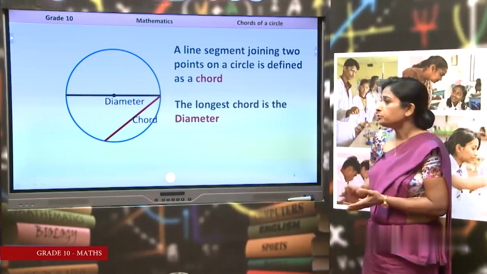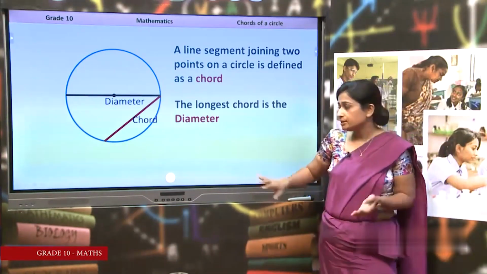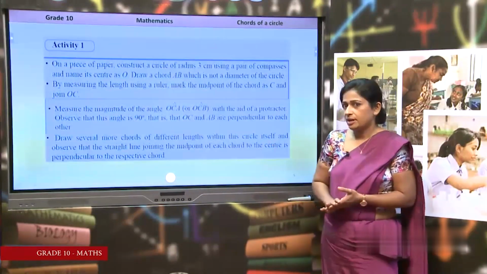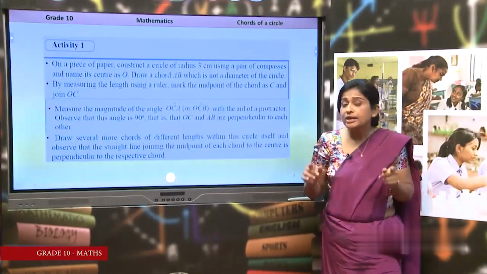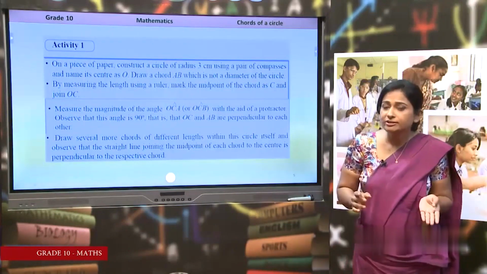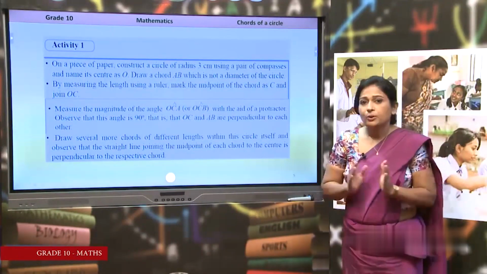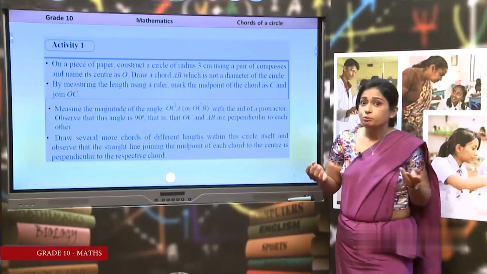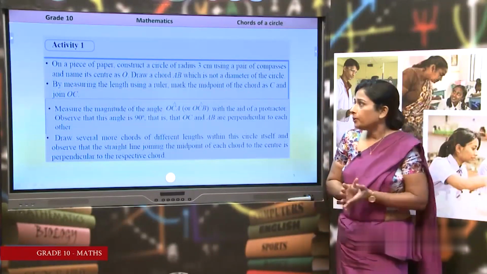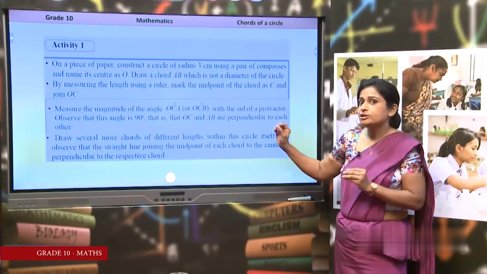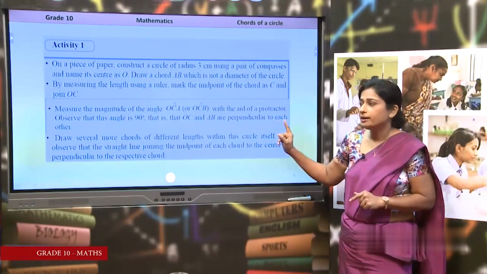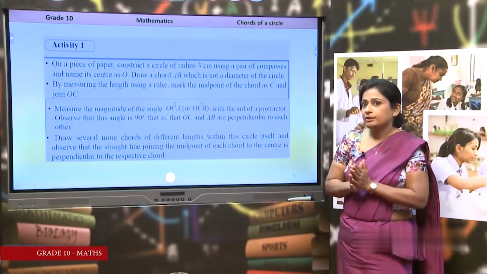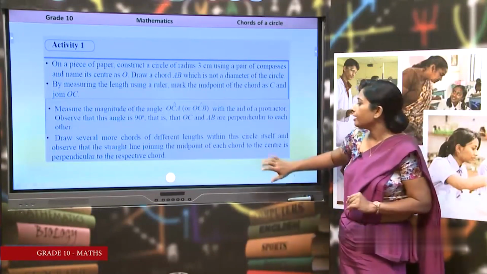So, I am going to do one activity now. That activity is in your textbook. I think you are ready to do the activity. You have taken your textbooks and writing books. Now you have to prepare your compass, ruler and pencil. This activity you can see in your textbook page number 101. I am going to do that activity, and you have to do it with me.